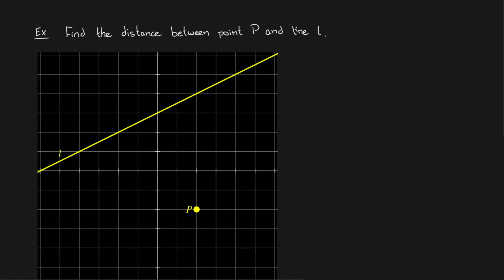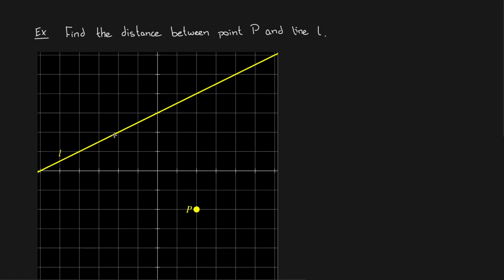Let's take a look at just one more example. This one's a little trickier. We want to find the distance between a point P and a line L. And we have them graphed here for us. So how do we go about doing that?